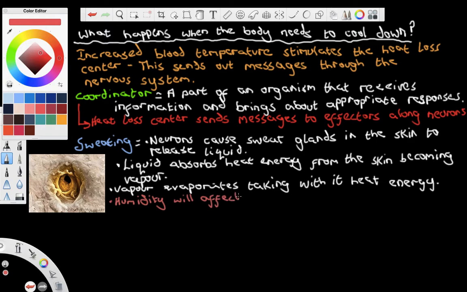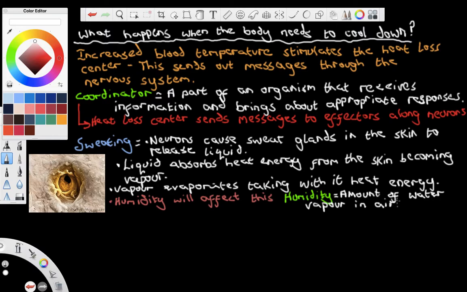Okay? And humidity is the amount of water vapor in the air. So humidity is the amount of water vapor in the air. Okay.